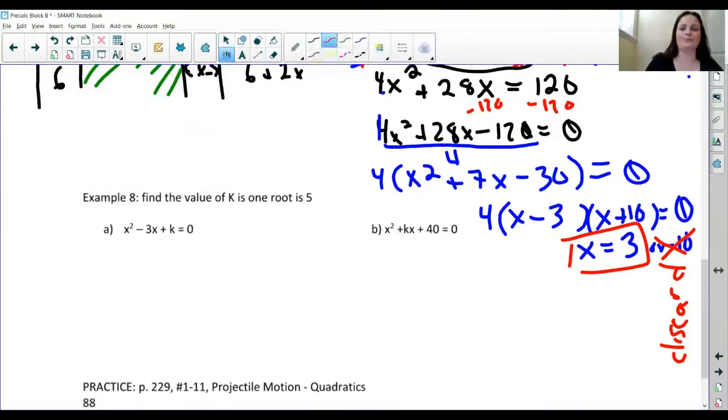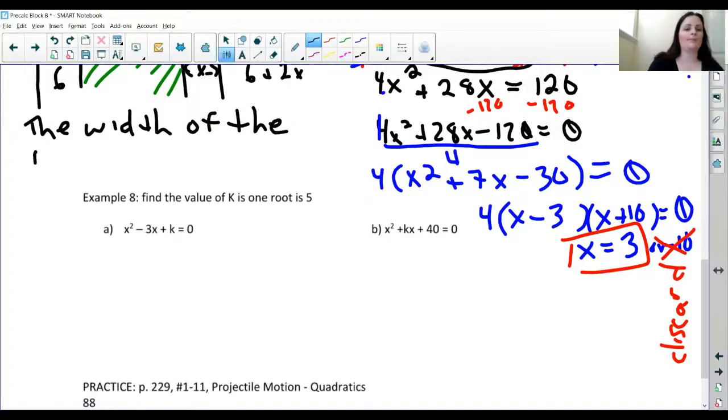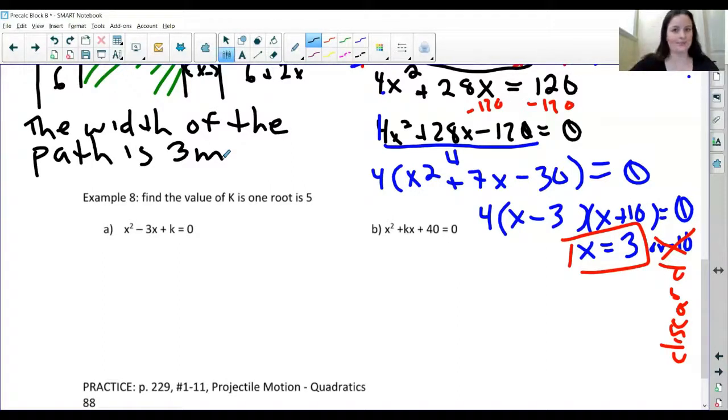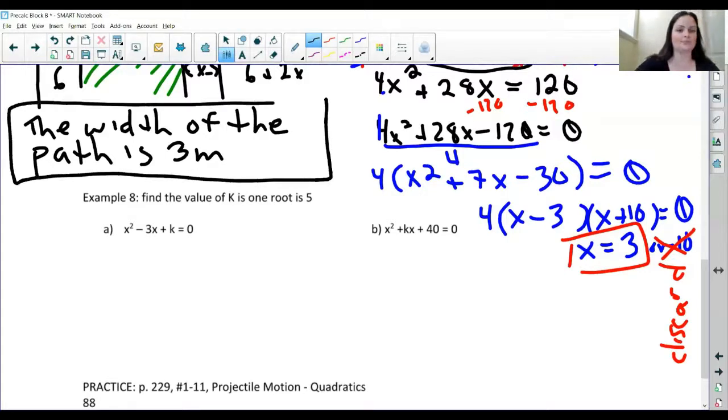So the width of the path is 3 meters. If you're given a word problem, generally you have to answer with words and units. So I'll just put the answer 3. Well, 3 what? Guinea pigs, marshmallows? It's meters, okay.